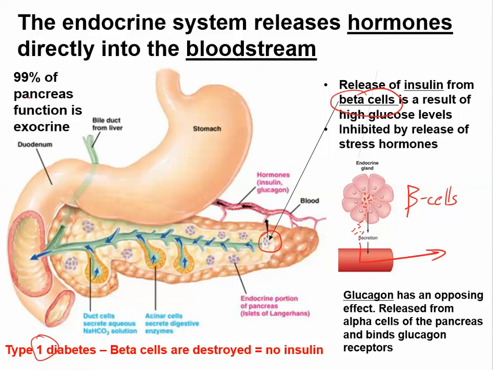Now, remember, 99% of the pancreas is exocrine. And we'll talk about what the pancreas does, but it's really involved in producing digestive enzymes and squirting them right into the small intestine. But it does have this very small function that's obviously very important, where it produces insulin as well. Okay, so release of insulin from beta cells is a result of high glucose levels, and it's inhibited by a release of stress hormones. Okay, so a lot of interplay, a lot of sensing going on of what's going on.